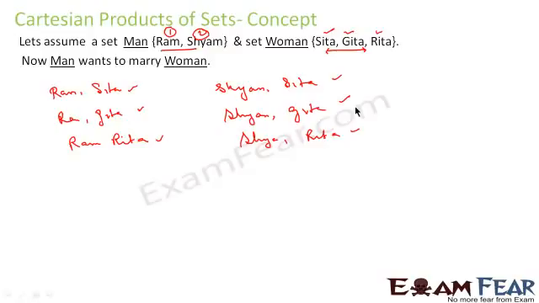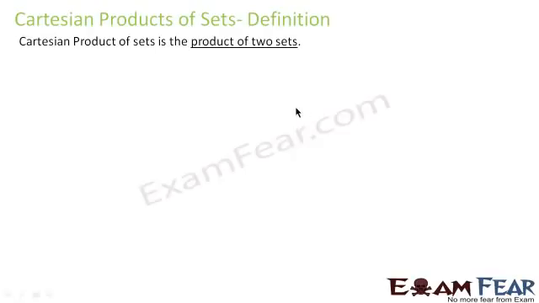In Cartesian product also we do something like this only. When we have 2 sets, for example a set of men and a set of women, when you do a Cartesian product of this, what you get is something like this. We'll discuss this. Now, the definition of Cartesian product. Cartesian product set is the product of 2 sets. As the name says, Cartesian product is nothing but the product of 2 sets.